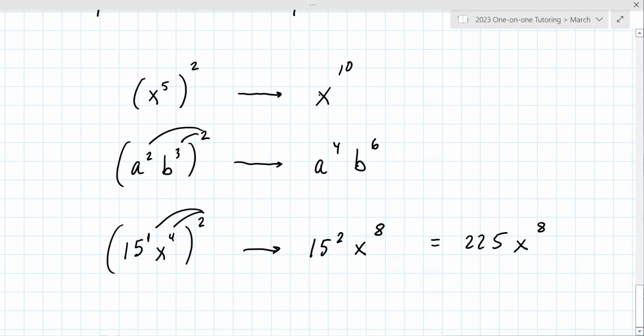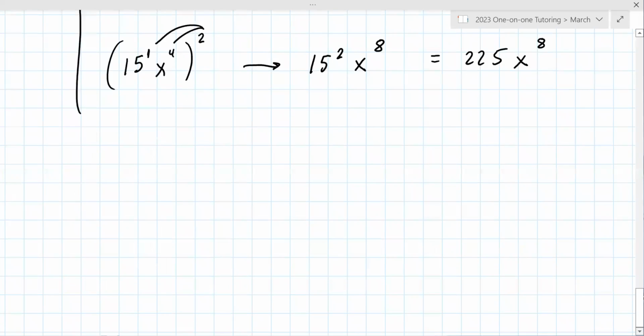I want to have you practice a couple of these, but any questions on this so far? Exponent to exponent, you multiply. If there's more than one, you apply it to both. If it's a number, you still apply it. No, it seems fine. Okay, so I'm going to clear the screen here, give you some problems to try.